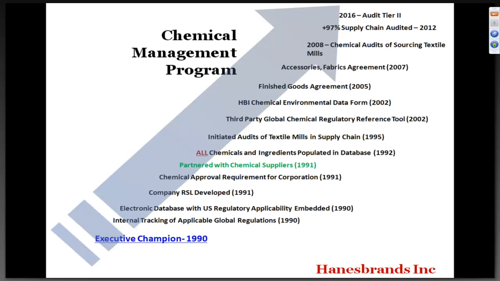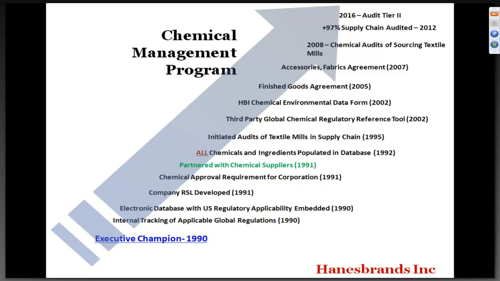At HanesBrands, and this is a slide that has gotten a lot of attention when we've presented it, this is what we've been through. I had an executive champion the year that I started here in 1990. And I went to him and I said, this is going to be a real challenge for this company because they've never looked at chemicals before. My recommendation was the chemical approval program that I have described, wherein no chemicals can go into our manufacturing facilities without us approving them first.